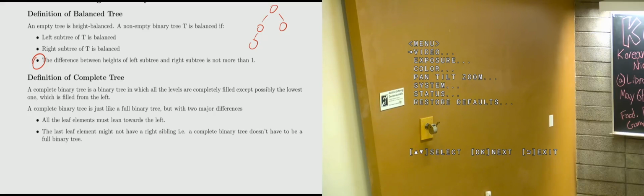There are two definitions here: full binary tree and complete binary tree. The complete binary tree is one where all the levels are completely filled. The first level is completely filled with the root node, and the second level is also completely filled because we only have two nodes. The third level, the leaf level, is not completely filled, but we still consider it complete, because the rule says all the levels are completely filled except possibly the lowest one. The third one is the lowest one.